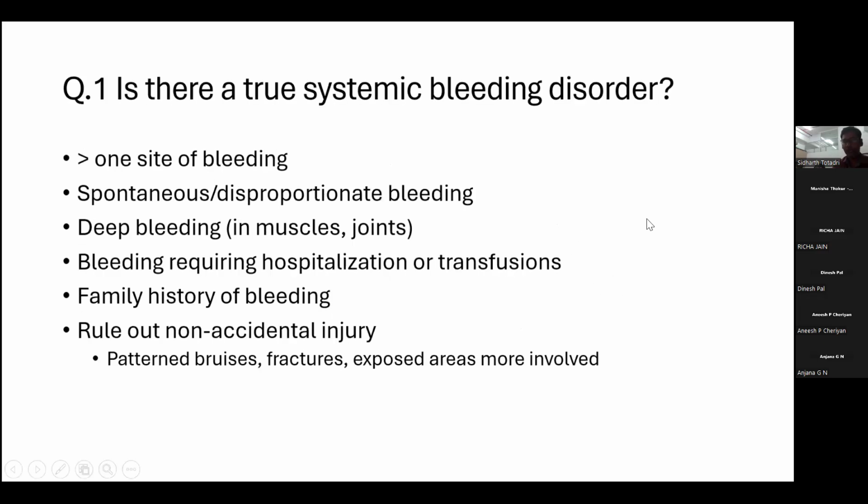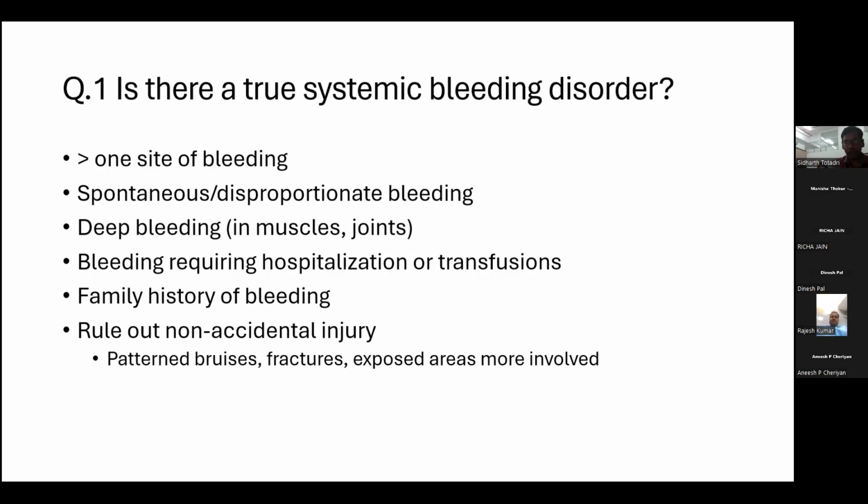Whenever we have such a child coming to our OPD or to the emergency, we ask ourselves as health professionals 3 questions. The first question is, are we dealing with a true systemic bleeding disorder? If the answer to any of this is yes, then it's a bleeding disorder. If it is more than one site of bleeding, or spontaneous without any trauma or disproportionate to the trauma the child has had, a very deep bleed like a muscle or a joint bleed, or any bleed warranting the child to get admitted or transfused blood, or any family history, we have to keep this in mind.